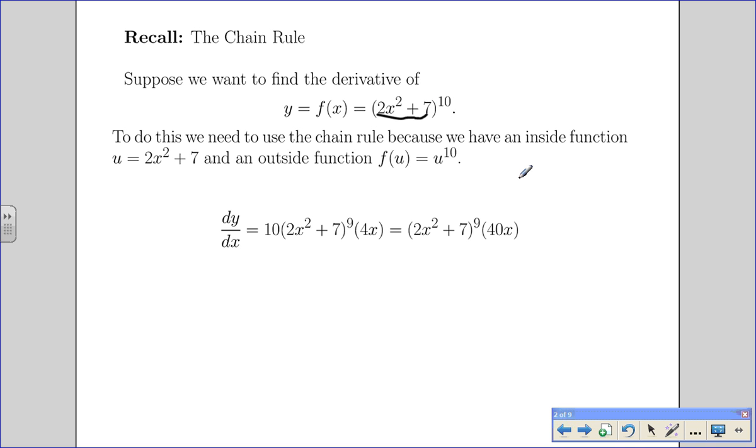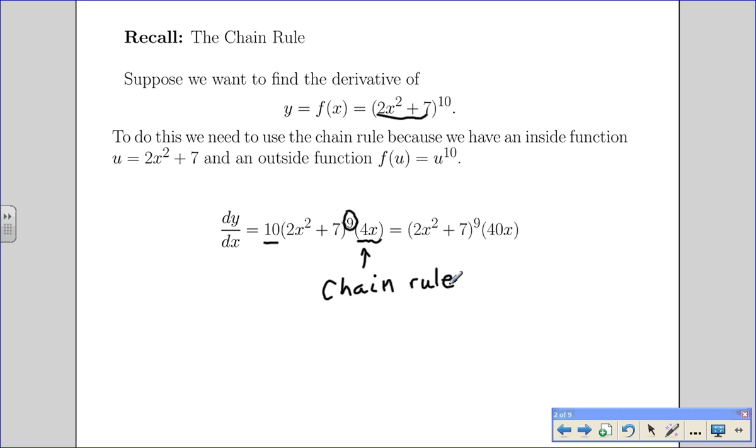So to take the derivative, we multiply by the exponent, 10, subtract 1 from the exponent, leave what's in the parentheses alone, 2x squared plus 7, and then we multiply by the derivative of what's in the parentheses. And so this 4x, this is the chain rule. And then in the next step, we just simplified it a little bit. We took the 10 times the 4x, and we came up with 40x. So that's the chain rule.